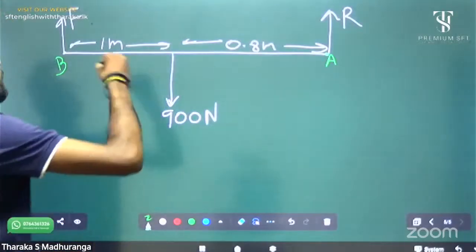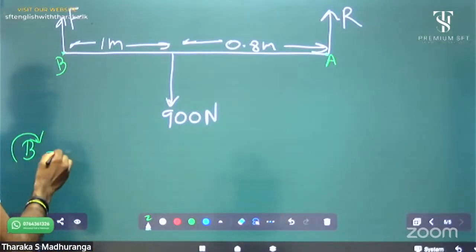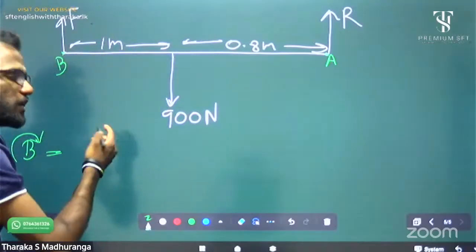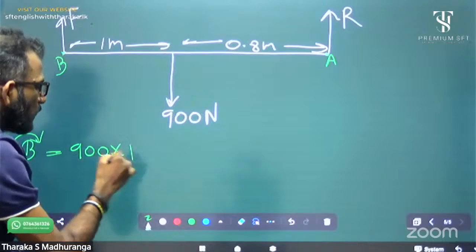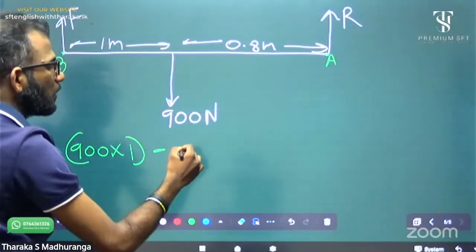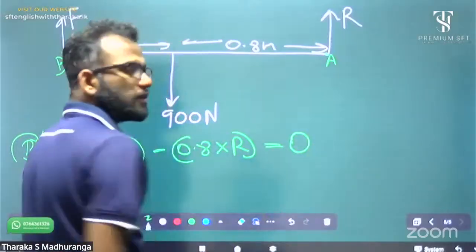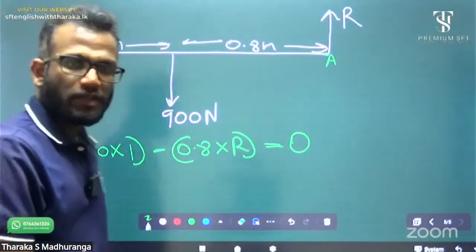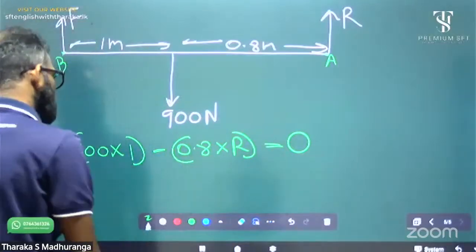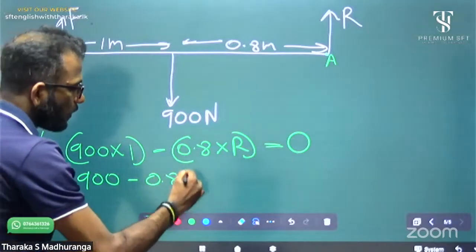I am going to calculate R first, taking moments of forces around point B. Since the wheelbarrow is stationary, the clockwise 900 gives plus 900 into 1, and the anti-clockwise gives minus 0.8 into R, equal to 0. For a stationary or balanced object, the resultant moment of force is 0. So 900 minus 0.8 R equals 0.